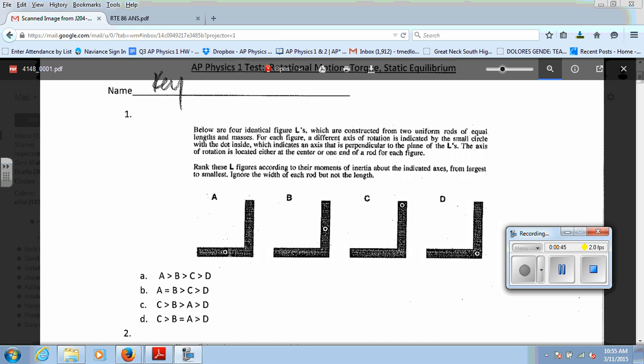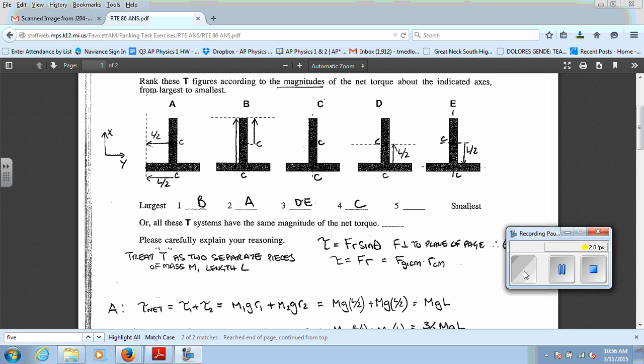A and B are going to be bigger because we move the axis of rotation over here, so it has this much more mass away from the axis of rotation, whereas here we just have these amounts of mass. So that's going to be the ranking situation there.